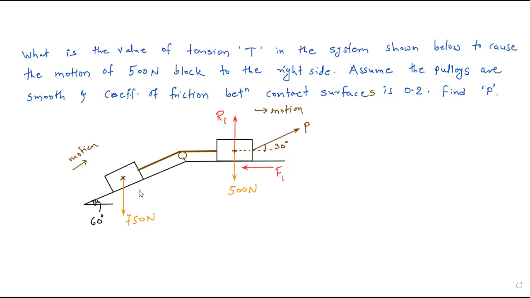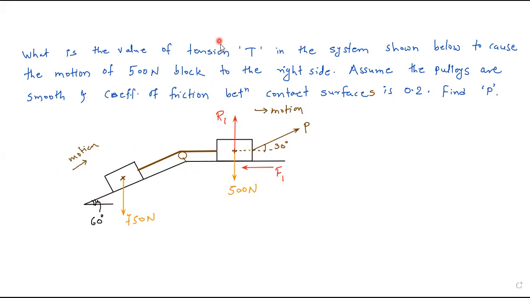Now we will talk about the second block of 750 Newton. Here you can see this second block is on an inclined plane, and this angle is 60 degree. For the first block there is no need to resolve. But here this is an inclined plane at an angle of 60 degree, so this inclined plane will become our x-axis and perpendicular to this will be our y-axis.